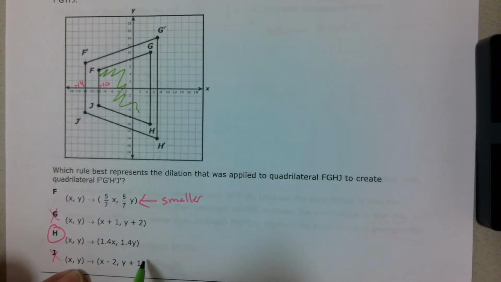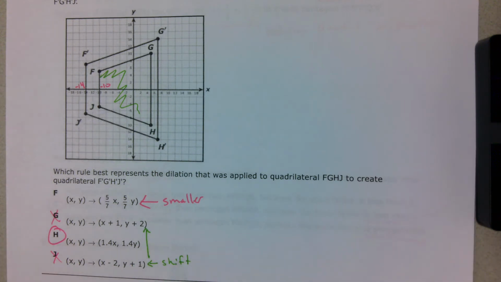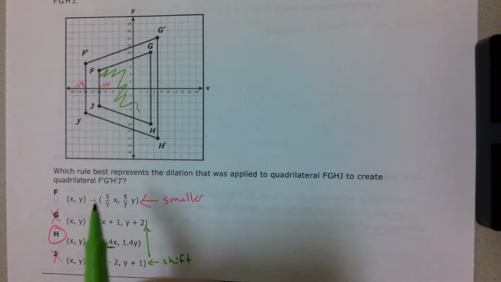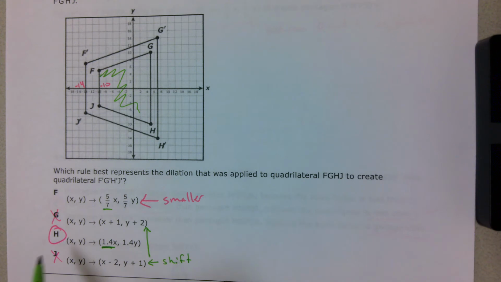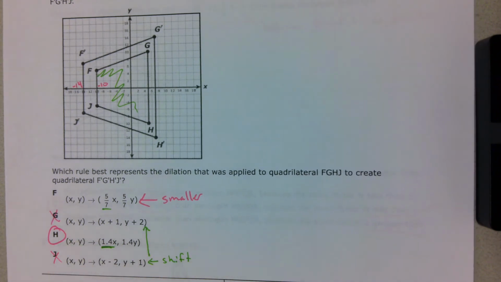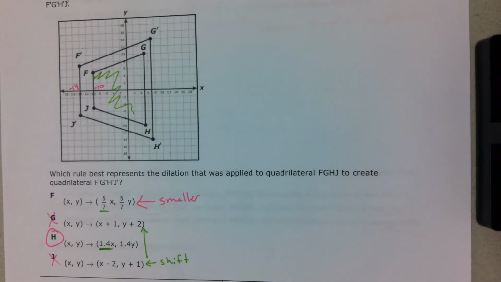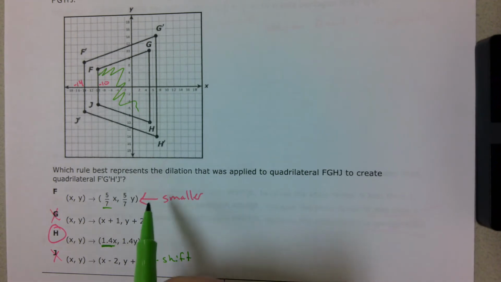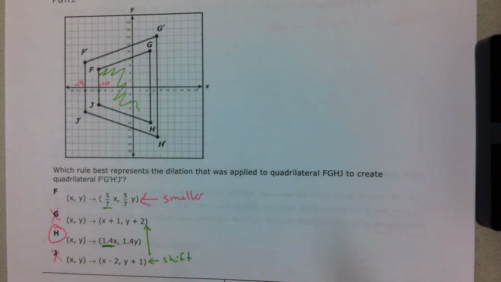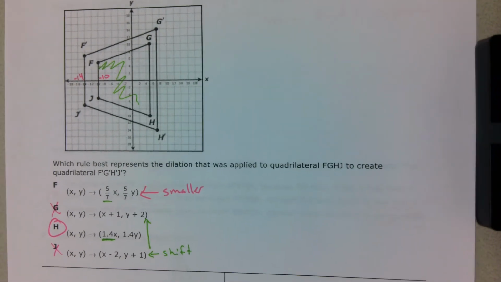So this is a shift, and so is that. Those are both shifts. This one is greater than 1, it gets larger. 5/7 is smaller. I don't even need to do the math to figure out that scale factor. As long as you understand my dilation becoming larger is going to be greater than 1, you would have been able to answer that question.